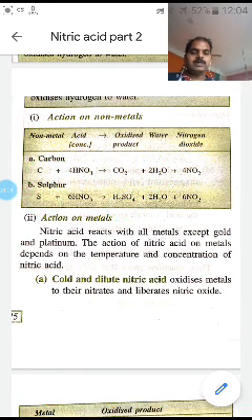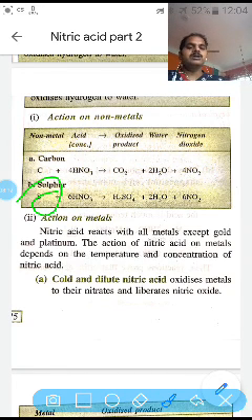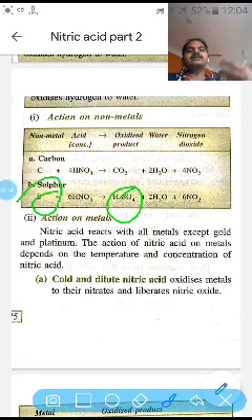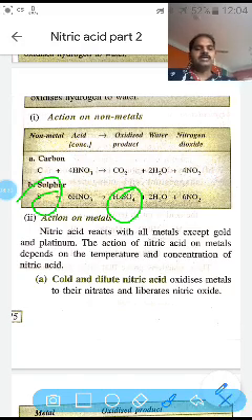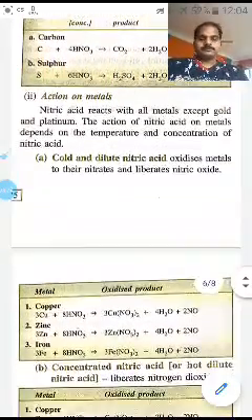Similarly, in case of sulfur, we could have said that sulfur reacts to form sulfur trioxide and water. That sulfur trioxide will combine with water to form sulfuric acid. So these reactions are similar in a way. Okay. Now reaction with metals.